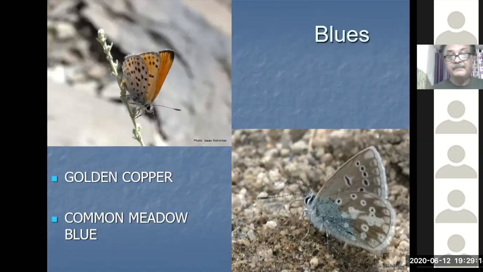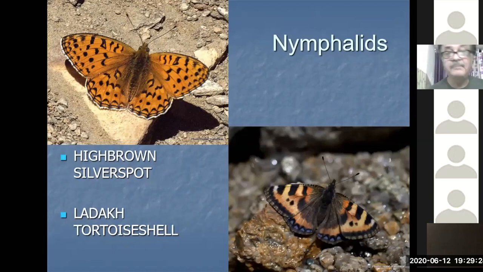And then we have the blues here, very tiny butterflies, as small as a little finger's nail. But you can find them flying happily at 10,000 feet. And then we had the nymphalids, some of which I had never seen before, like the high brown fritillaries flying at 10,000 feet and above. And it's a birding time also. You know, I could see the black-necked cranes also. That was my lifer, black-necked cranes.